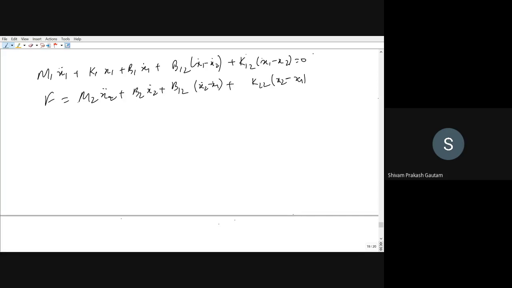So let me again write the force-current analogy. In the force-current analogy, force is analogous to current. Mass is analogous to capacitor. Frictional force, that is damper, is analogous to 1 by R. Spring is analogous to 1 by L. And displacement is analogous to flux.